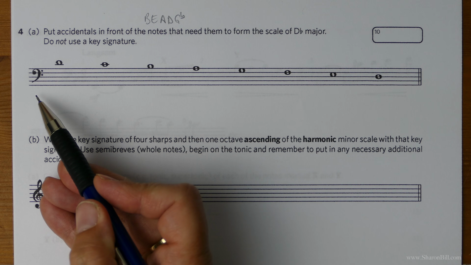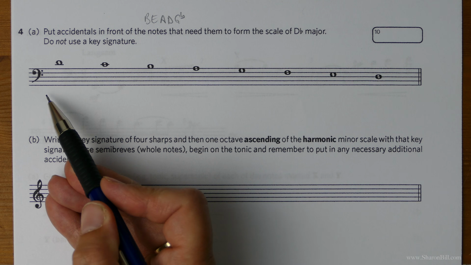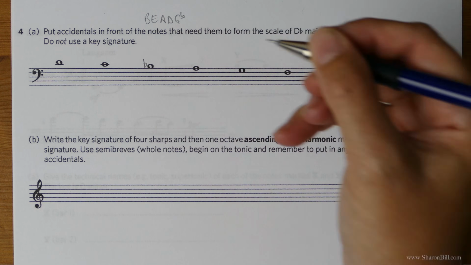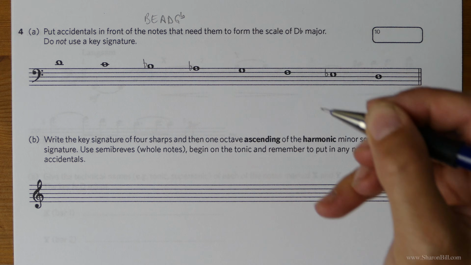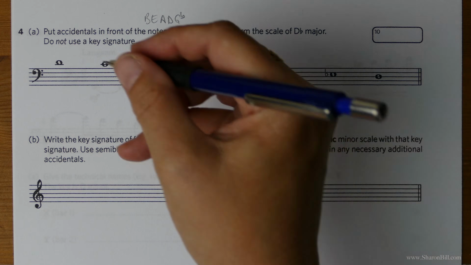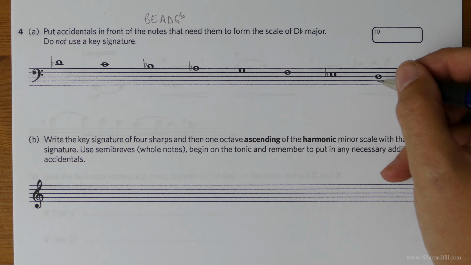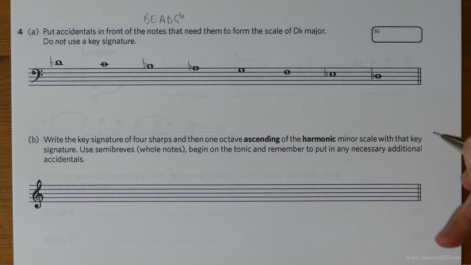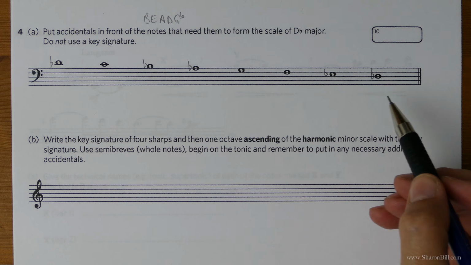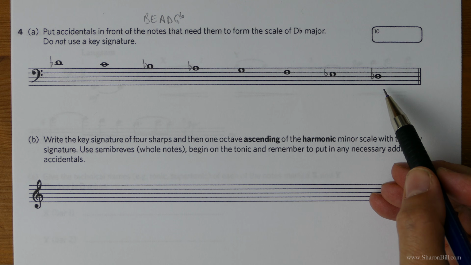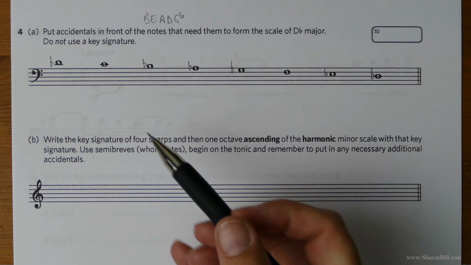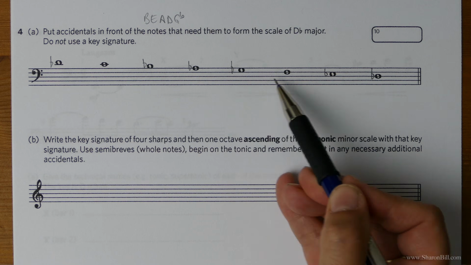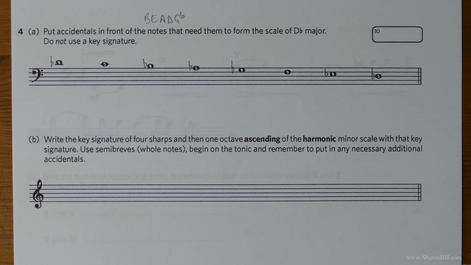So we're in the bass clef, so just watch out. So we need a B flat, an E flat, an A flat, a D flat. Now remember we begin and end on D flat, so it feels like we've done too many, but that comes twice. And then we also need the G flat. So we should just be left with two naturals, two notes with no accidentals. So that's that one completed.